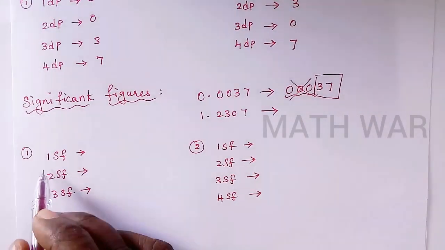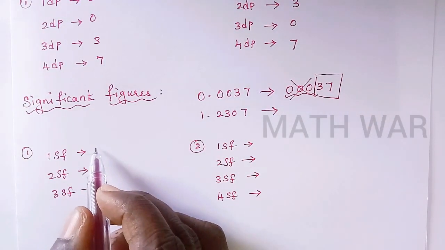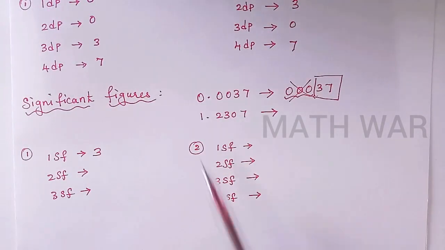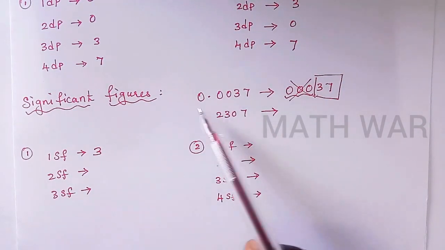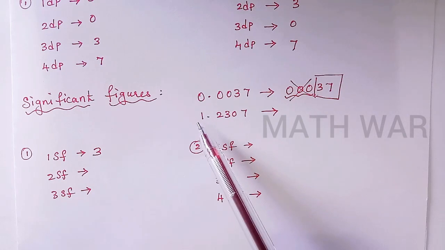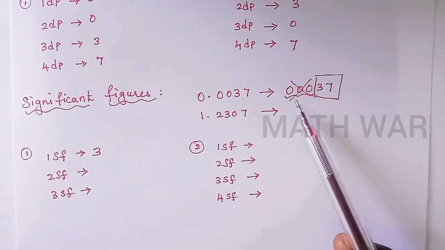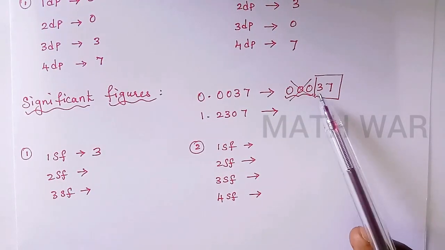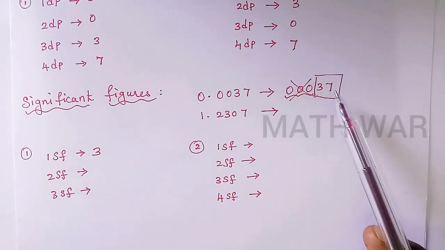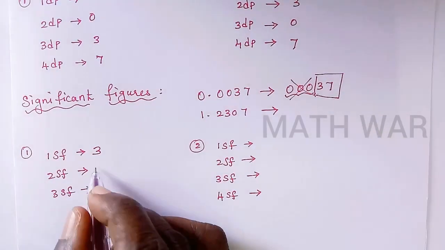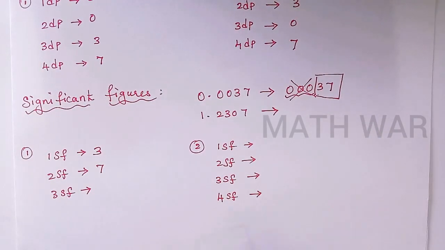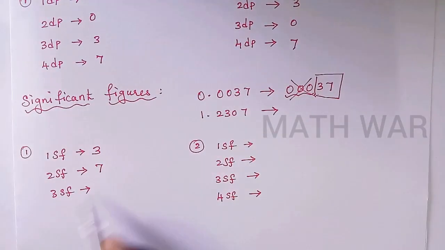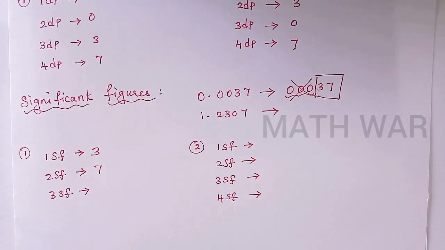So the first significant figure in the first example is 3. It is not this 0 or this 0. Since after taking the decimal point outside, these zeros have no value, we are leaving them. So the first significant figure is 3 and the second significant figure is 7. We don't have a third significant figure in this case. If it is there, if it is 0, we can include it, otherwise not needed.